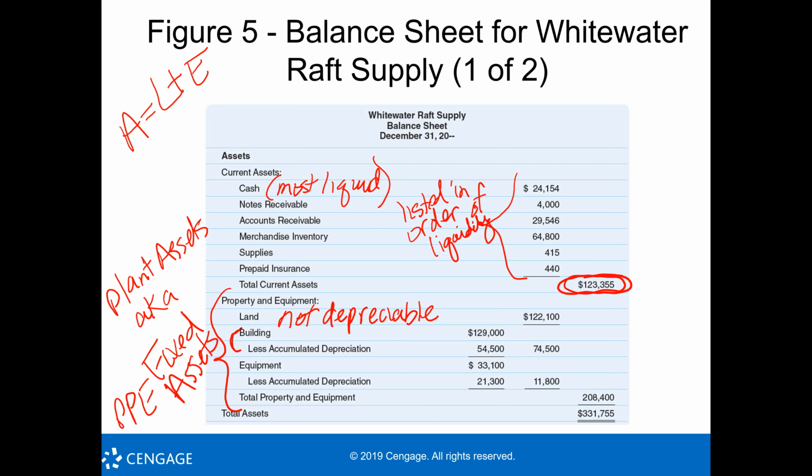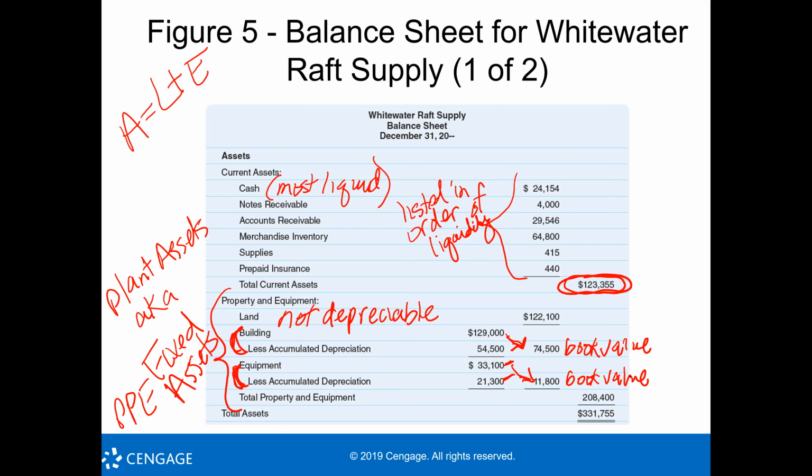Building, however, you see the corresponding accumulated depreciation account. Equipment, you see the corresponding accumulated depreciation account. Remember, the difference between these two is what we use for our book value. So this is considered the book value of this building asset, right? The initial cost of the asset was $129,000, less accumulated depreciation. We've got a $74,500 book value. Same thing with this equipment. Beginning cost $33,100 minus accumulated depreciation. We've got a book value of $11,800.